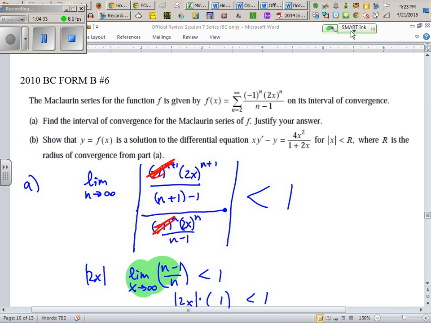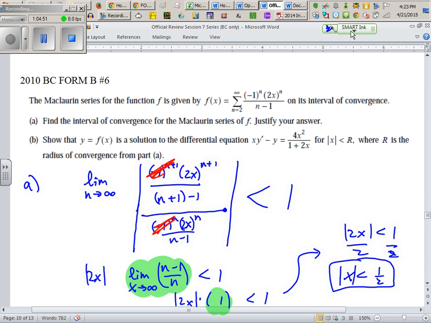So your limit right here in green is 1. Okay, so how do we interpret 2x is less than 1? Why don't we divide by 2 on both sides? We just get absolute value of x is less than half.